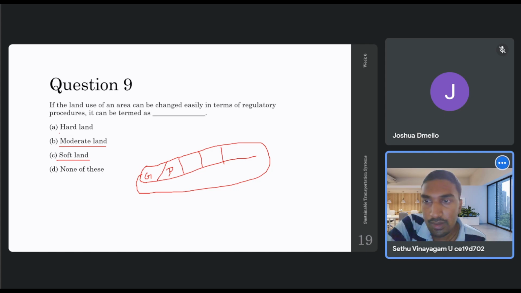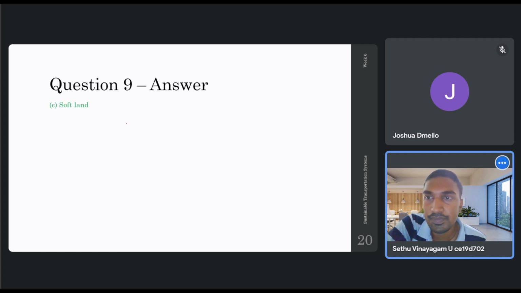And then there is the final one, which is hard land. Hard land is land that cannot be changed. For example, military establishments and strategic defense locations: we cannot change the type of land use there. Those are hard land. So the answer for this question is soft land, because it's asking about land use which can be easily changed. So the right option is option C.